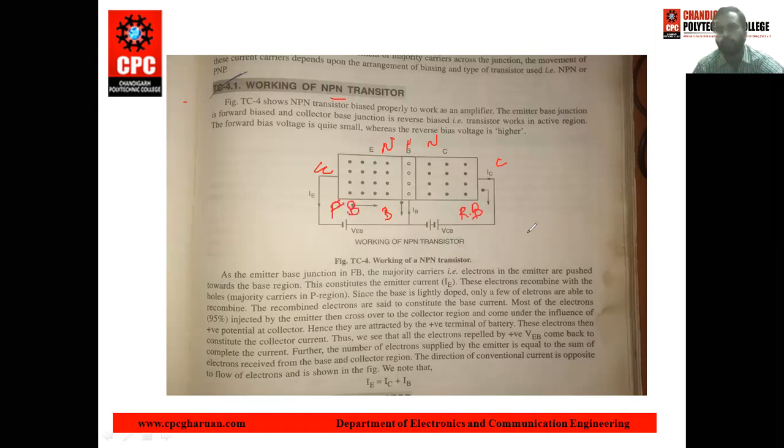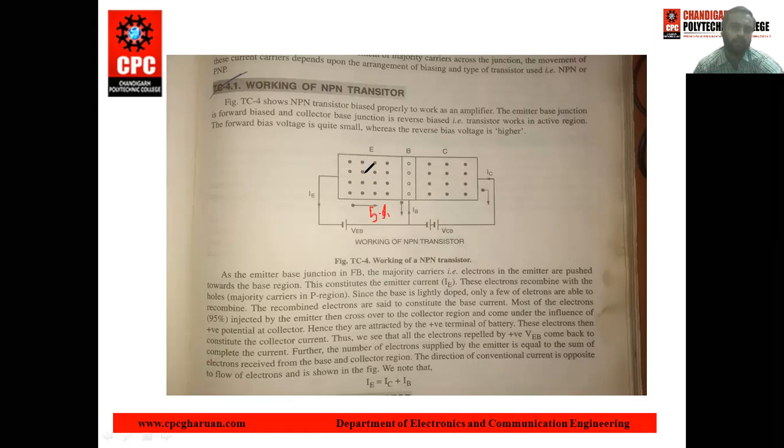So in this case, when the circuit is connected, the base is lightly doped and the emitter is heavily doped, so there is only about 5% recombination of electrons and holes.